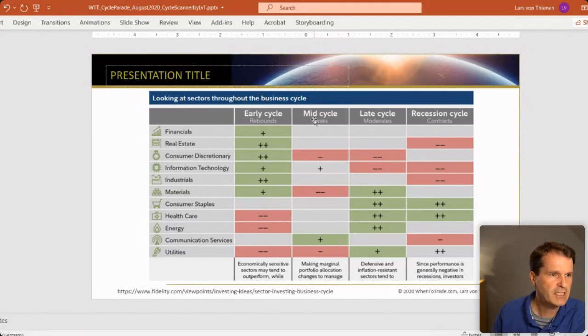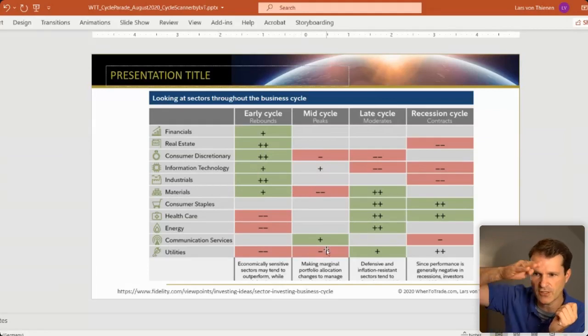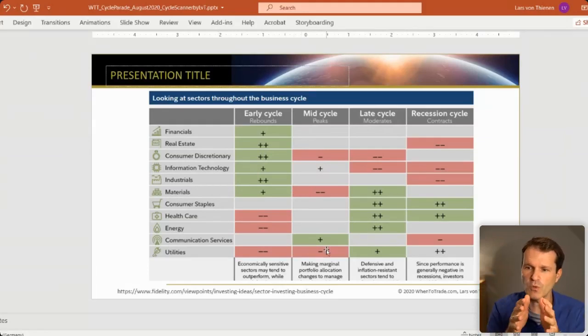What you see in these phases is that information technology is still a plus here. At cycle peaks, information technology will still continue to move higher, while consumer materials and utilities always start to turn down. So you see which areas turn down earlier at cycle peaks, and which areas will turn down later at these cycle peaks. And this is quite interesting information.